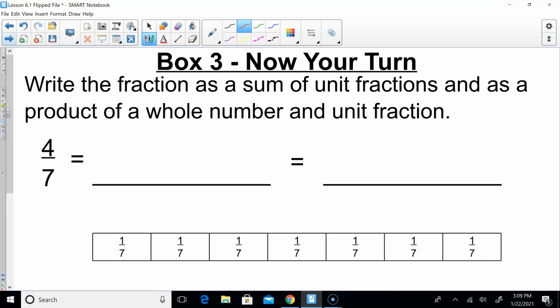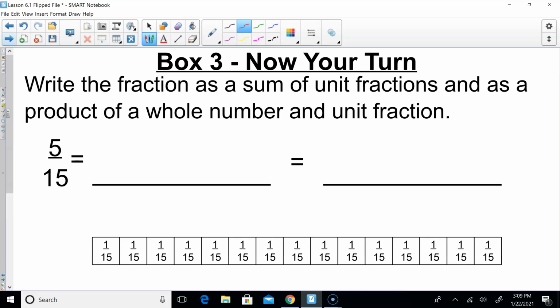You're going to do the same thing. You're going to write the sum of unit fractions and the product of a whole number and unit fraction for 4/7. So you can pause the video and do that part right now. And last but not least, you're going to do the sum of unit fractions and the product of a whole number for 5/15.